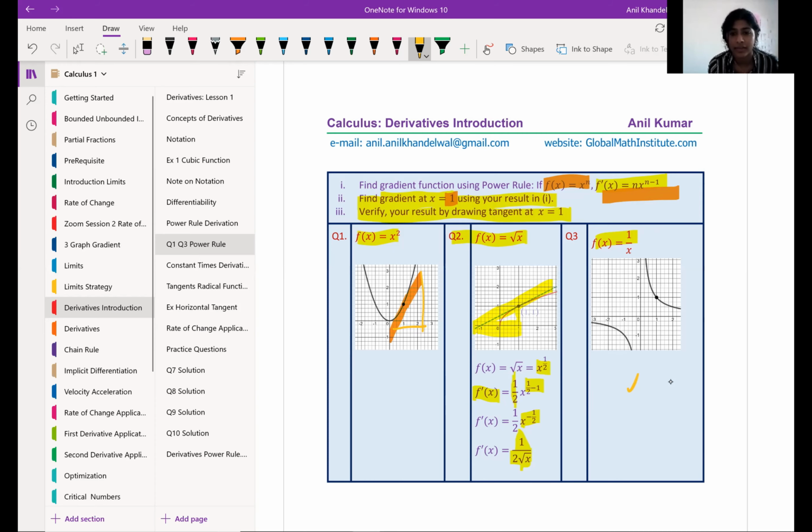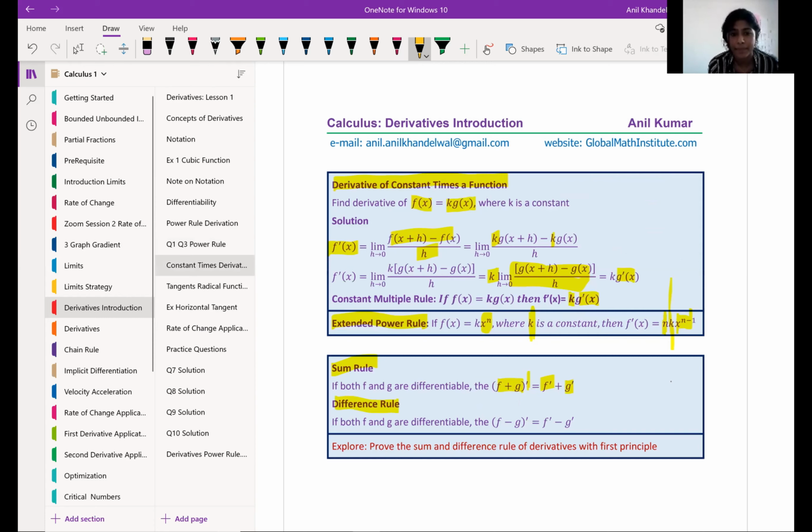So if you've done it like this, it's perfectly fine. Then we introduced you to another rule, and that is when you multiply any function by a constant, the derivative is multiplied by the constant itself. So the important thing we learn here is that we can now extend our power rule. If the function is multiplied by k, the function becomes k times x to the power of n, and now the derivative will be n times k times x to the power of n minus 1. That gives you a huge advantage.